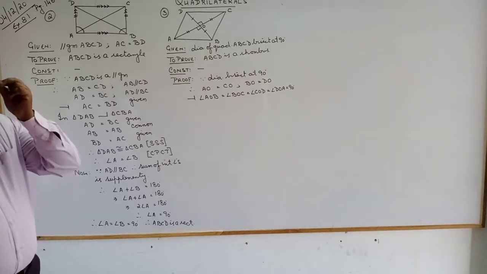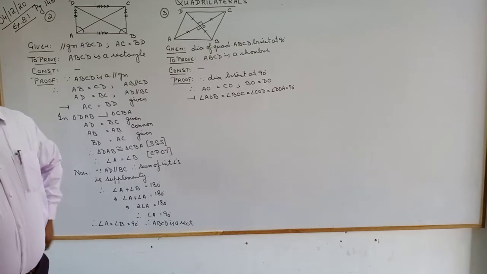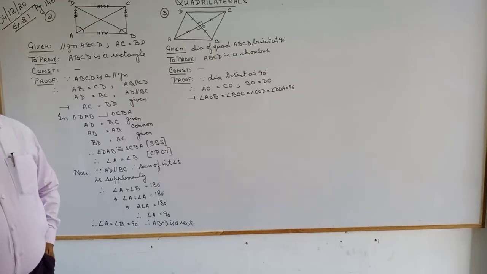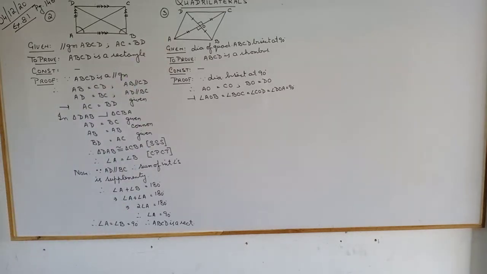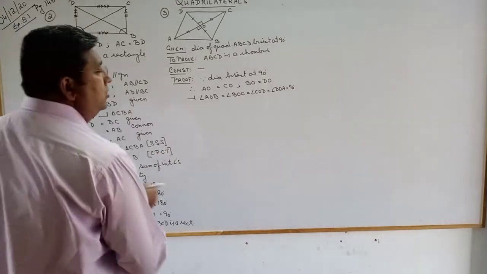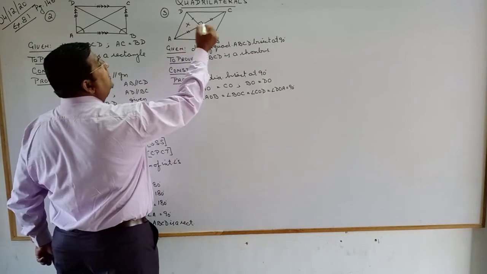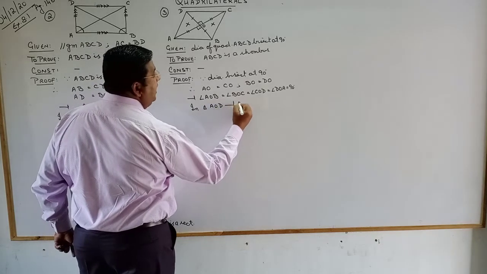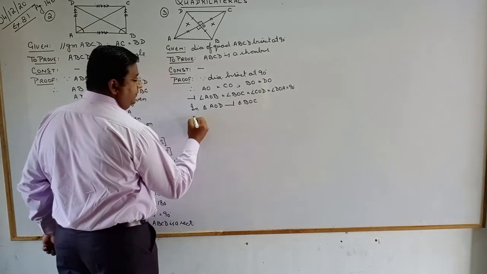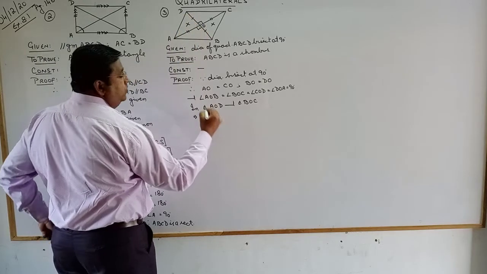First of all, show that it is a parallelogram and then show that it is a rhombus. Clear? So observe it carefully. You will find which triangles we should take. We have to take certain triangles and prove that they are equal. That's it. Nothing else. You just have to observe. Take a look. Which triangles? AOD and BOC.